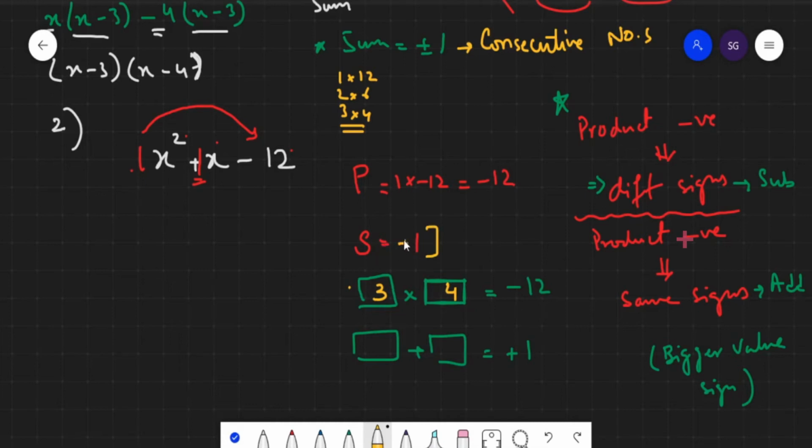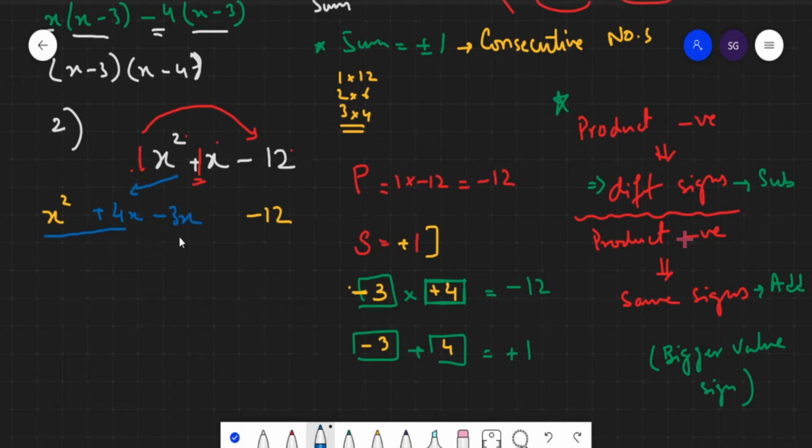Since the sum is positive, the bigger value gets the positive sign and the smaller will have the negative sign. So there we are. We have the two numbers identified, which are +4 and -3. So I'm going to break down this middle term. This x squared and this -12 are written as they are, and then breaking down this +1x into +4x and -3x gives us 4 terms.